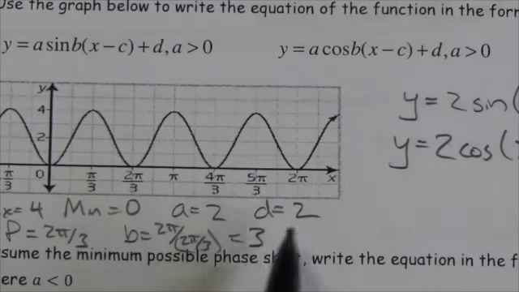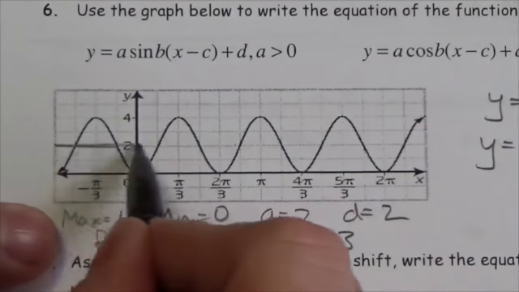So now I'm going to come over here. I identified that the d value was 2, so I'm going to draw that line in.